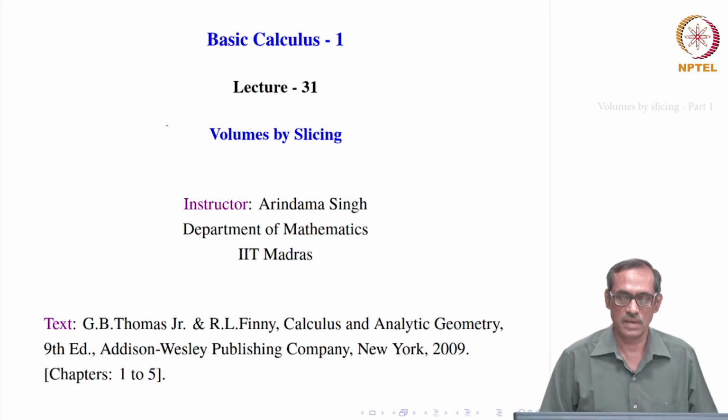Well, this is lecture 31 of Basic Calculus 1. In the last 1 or 2 lectures, we had discussed how to compute area of a certain type, that is area between two curves, and then on the left you have a line x equal to a, on the right you have x equal to b.